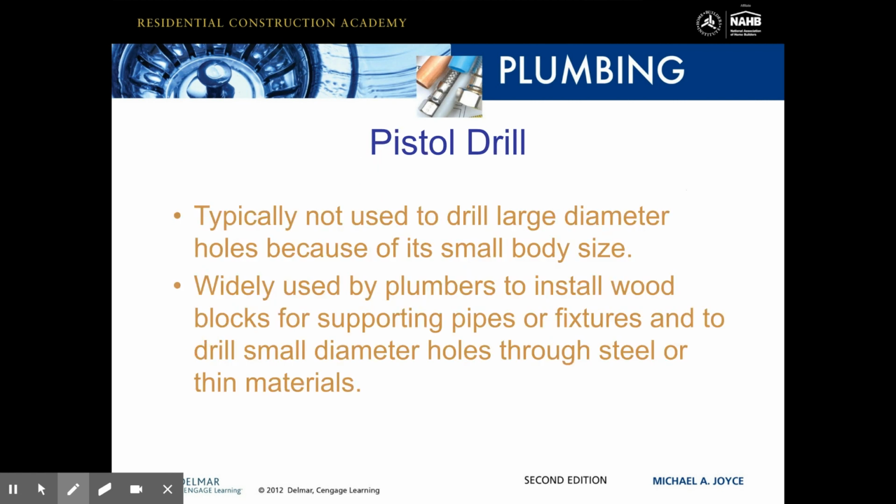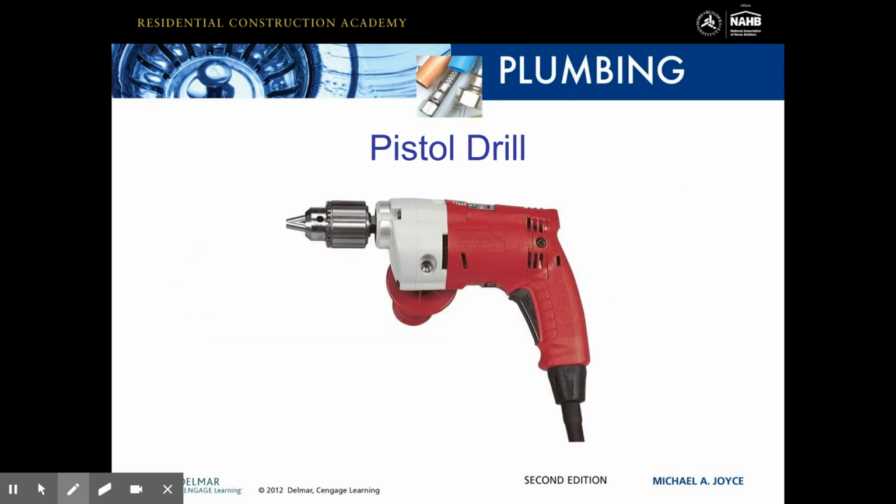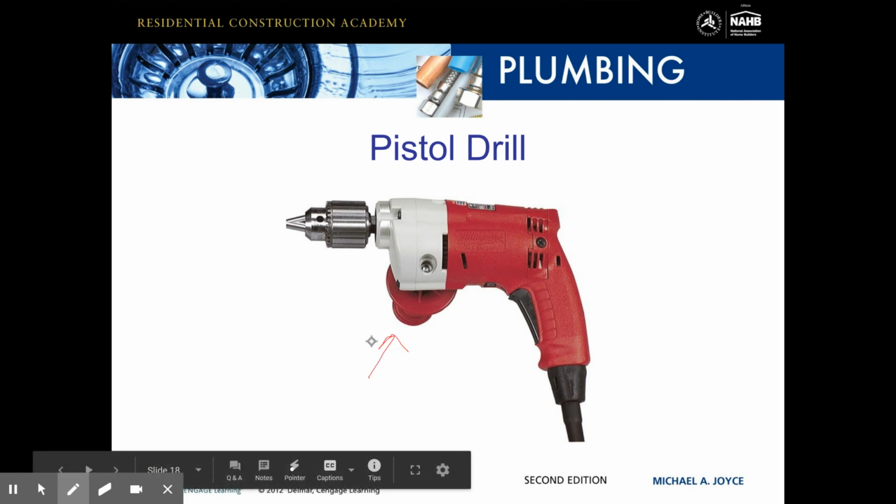A pistol drill, which many of you have, I'm sure, seen, is typically not used to drill large diameter holes because of its small body size. They're widely used by plumbers to install wood blocks for supporting pipes or fixtures and drill small diameter holes through steel or thin materials. And here we have a pistol drill, and again, we can see that we have a side handle here.